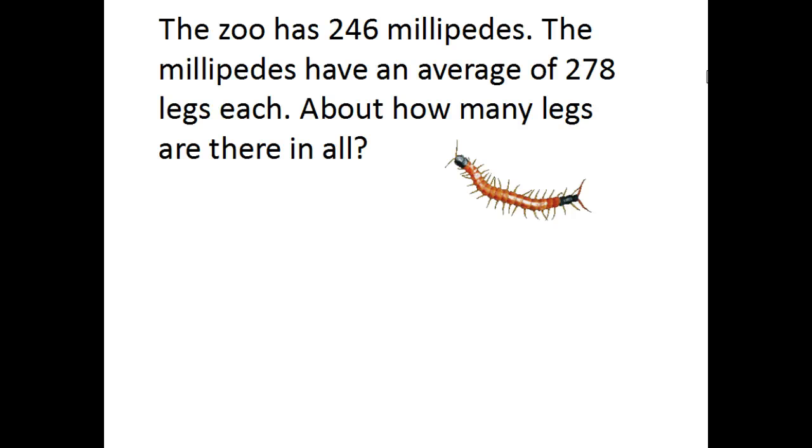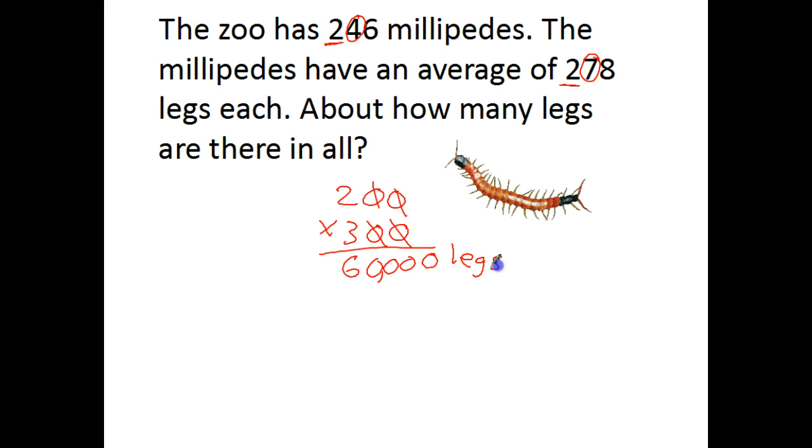The zoo has 246 millipedes. The millipedes have an average of 278 legs each. About how many legs are there in all? Rounding them both off because we got the word about. Highest place, 246 is going to go to 200. 278 is going to round up to 300. Multiply, 1, 2, 3, 4 zeros. 2 times 3 equals 6. Put my comma in, 1, 2, 3 spots over, 60,000 legs.